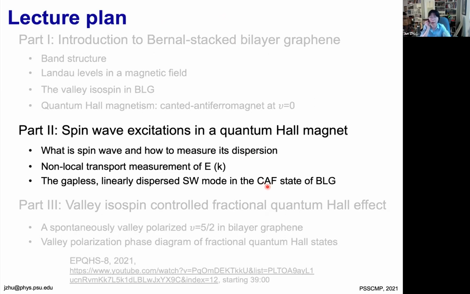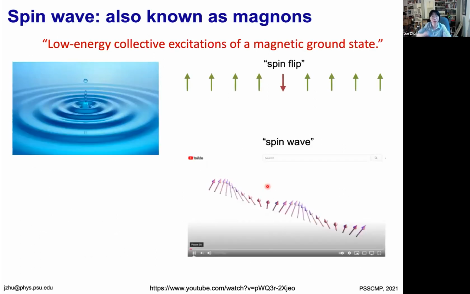Good? Okay, all right. So part 2, spin waves, also known as magnons. They are low energy collective excitations of a magnetic ground state, right? For example, if I have a chain of spins all lined up in the same direction, that's a magnetic ground state. Now, if I flip one of them, the red one over here, that is an excitation. Right? So I've created an excitation.